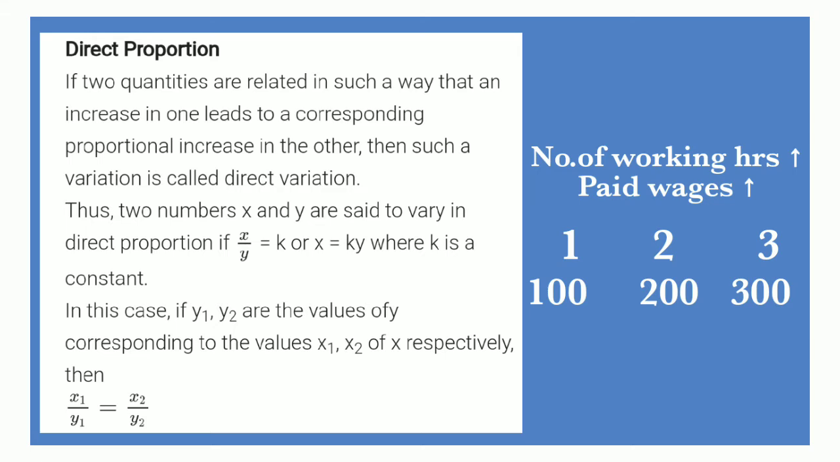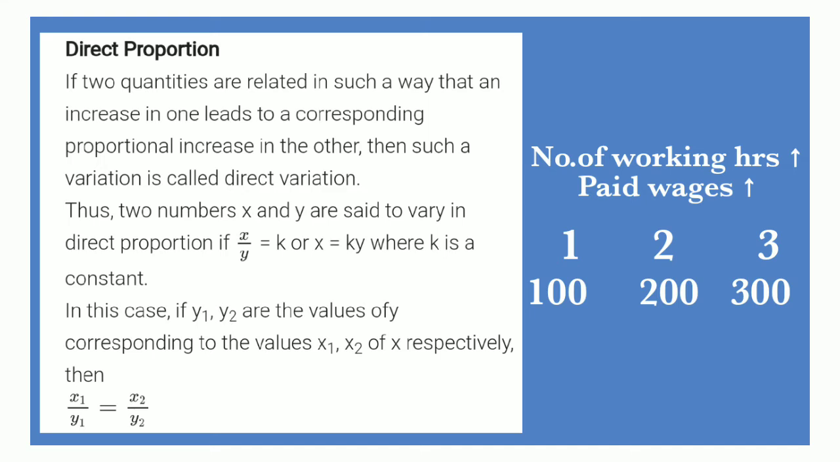So in this way, we take two quantities x and y. Here, two numbers x and y are said to vary in direct proportion if they satisfy a condition: x divided by y gives a constant number, which we can call small letter k. That is x divided by y is equal to k, or x equals ky, where k is a constant number.